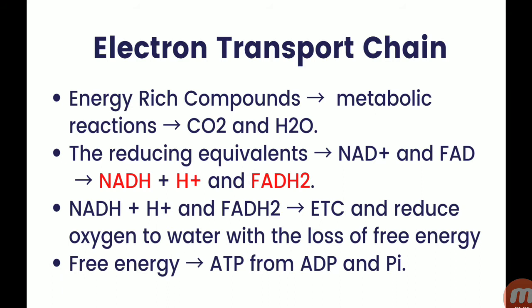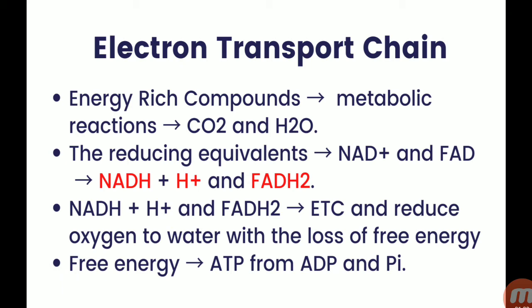Now we will see about the electron transport chain. The energy-rich compounds like glucose, fatty acid, amino acid undergo a series of reactions, generally metabolic reactions, and get oxidized to carbon dioxide and water. The reducing equivalent from the reaction, generally the metabolic intermediates, are then transferred to coenzyme NAD plus and FAD, which produces NADH plus H plus and FADH2.